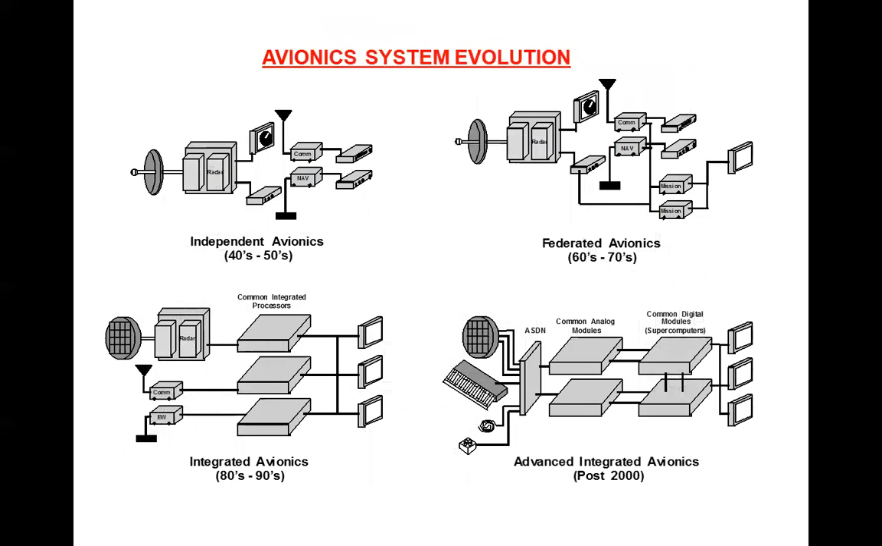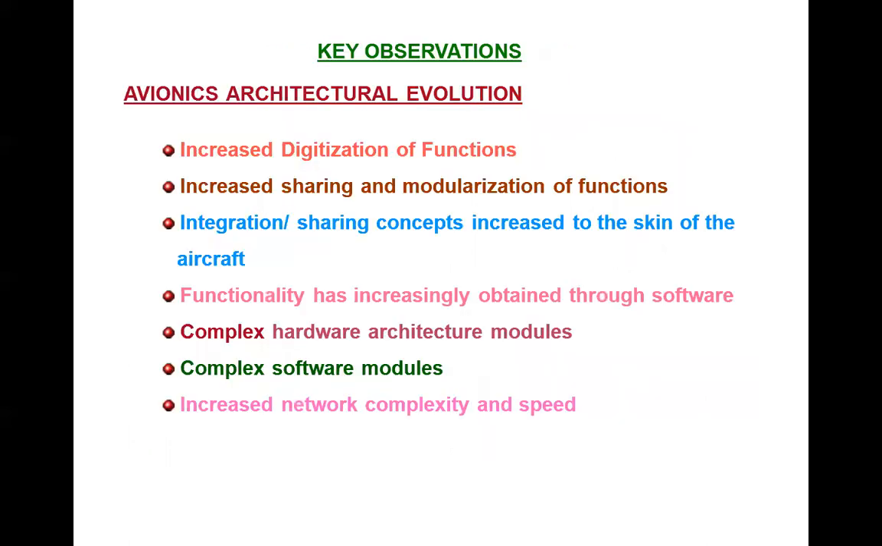Avionics system evolution. Independent avionics were developed in the years 1940 to 50. Federated avionics was developed during the years 60 to 70. Common integrated processor was developed during the years 1980 to 1990. Then advanced integrated avionics were developed after the year 2000, as represented in this diagram.